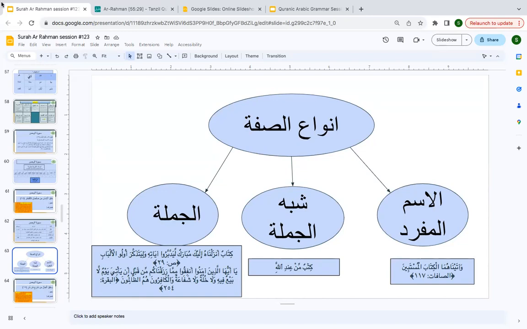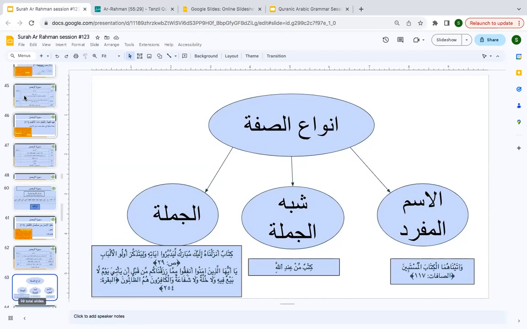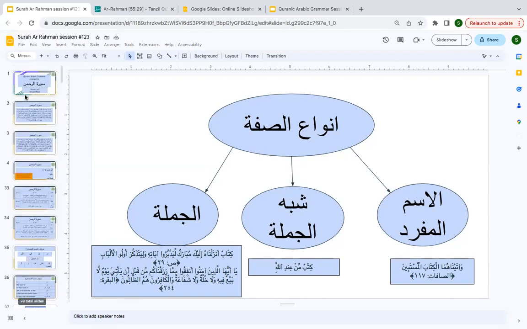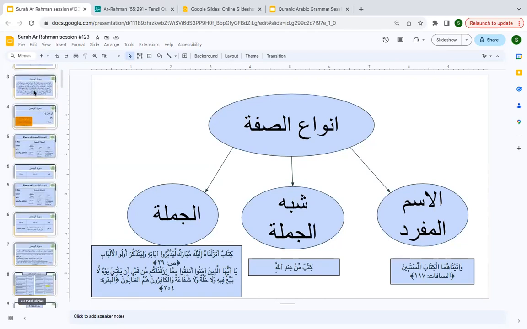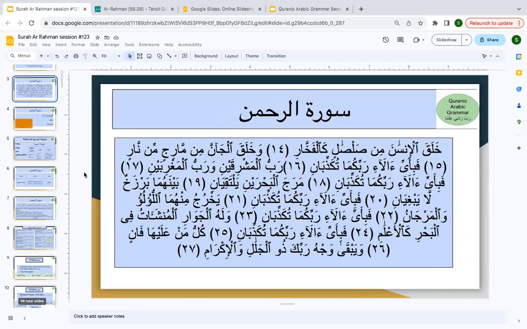Okay. I'm going to take you back to the slide again, and I am going to call this Mausuf Sifa, and this completes your whole verse. Okay, I hope everyone is with me. He created the insan from salsal like fakhar. Okay, and this is all one sentence.